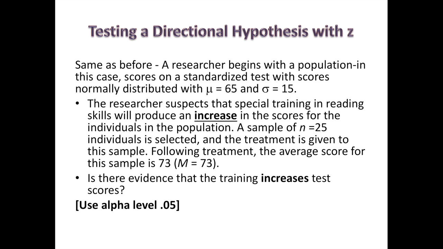A sample of 25 individuals is selected, and the treatment is given to the sample. Following the treatment, the average score for the sample is 73. Okay, so again, this is going to sound a little bit different than the first time. The first time we just said, is there evidence that the training has an effect on test scores? But now it's saying, is there evidence that the training increases test scores? Same alpha though, 0.05.